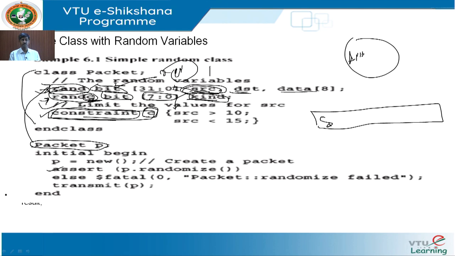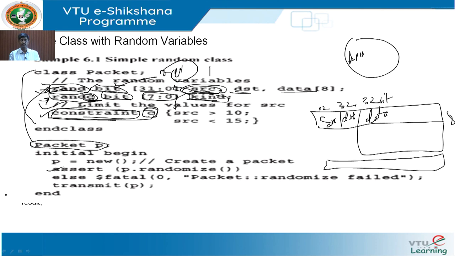I have a source of 32 bits, maybe you can call it your IP packet. Then I have a destination of 32 bits, and I have a data variable which is covered with 8 locations of 32 bits. Then I have a constrained one which is of 8 bits, that is your kind. This is the packet that I am creating. So now let's look at how to initialize the packet here.